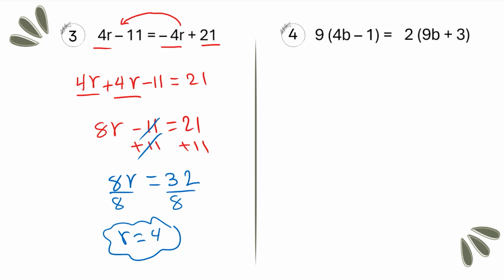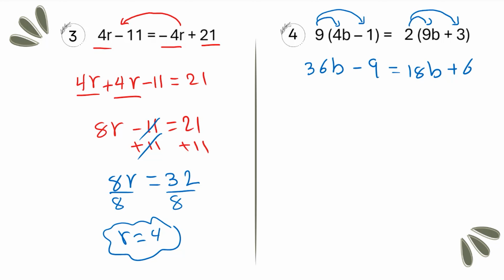By using the distribution property. What does the distribution property say? If any number multiplies a bracket, you multiply it with each term or each number inside the bracket. For example, 9 multiplied by 4b will be 36b, minus 9 times 1 will be 9. On the other side here we also have 2 multiplied by 9b and 2 multiplied by 3. It will be 18b plus 2 times 3 will be 6.